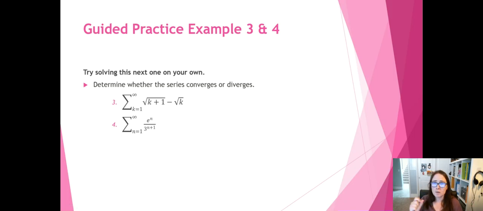Okay, so we did a telescoping, we did a geometric. Here's a couple more examples for you to try on your own.